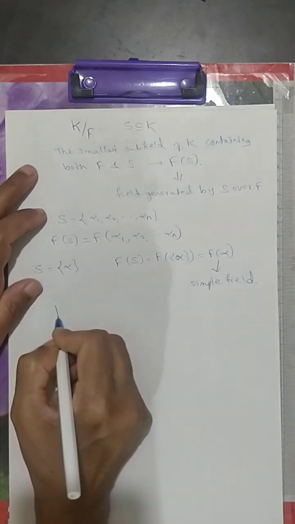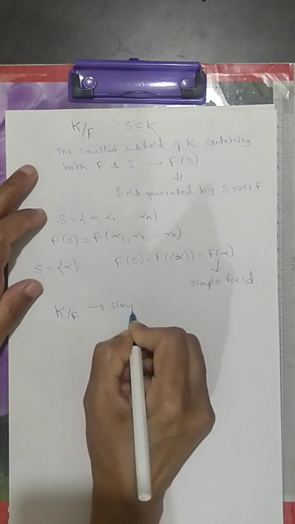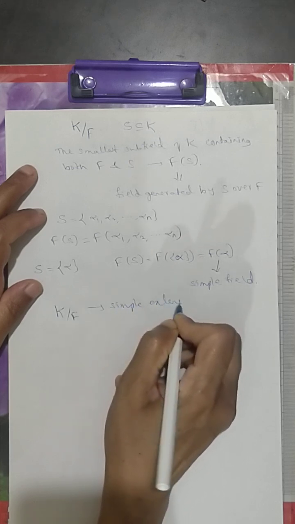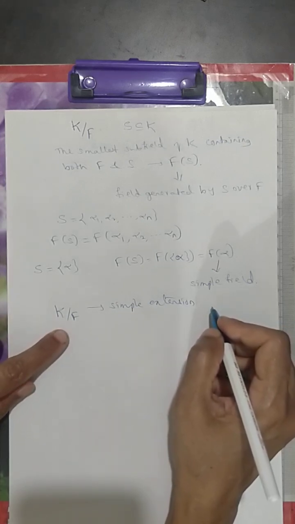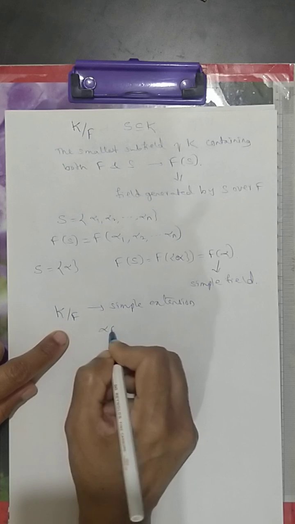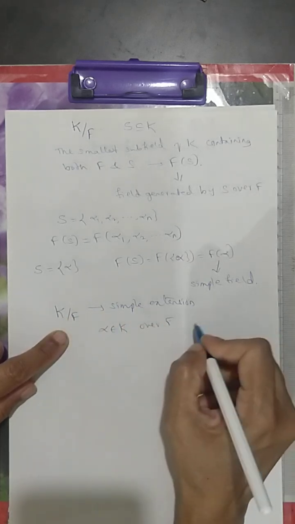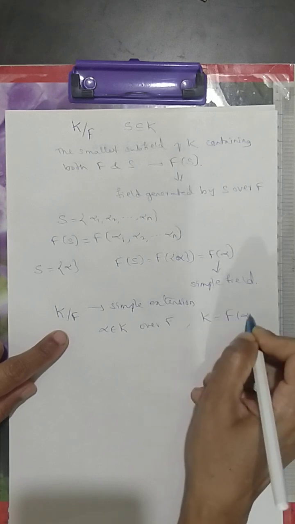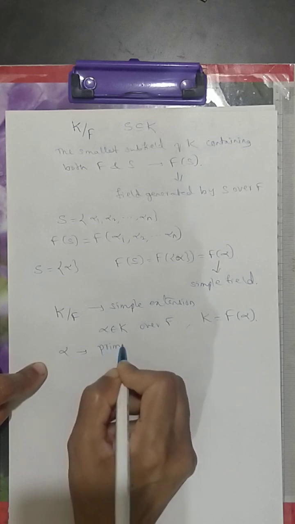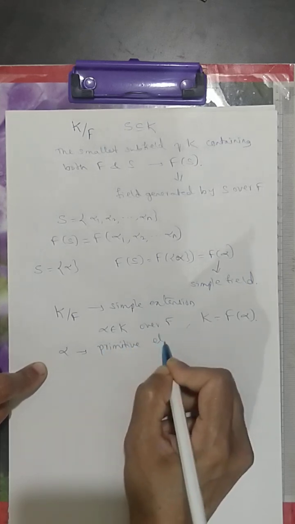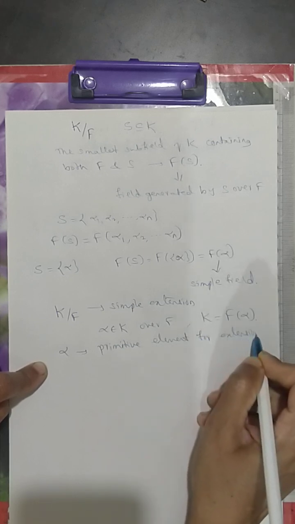So an extension K of F is called a simple extension if K is generated by a single element, say alpha belonging to K, over the field F. Okay, so we say that it is a simple extension if K is equal to F(alpha), and this element alpha is called the primitive element for the field extension K of F.